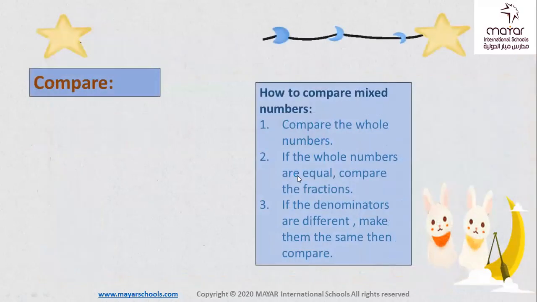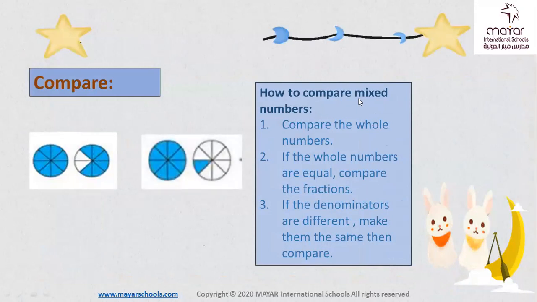Okay, let's see the second case. Who wants to tell me the first mixed number? Ayham, how is the first shape? How many wholes do you have, Ayham? One, excellent. 6 out of 8. 1 and 6 out of 8, excellent.